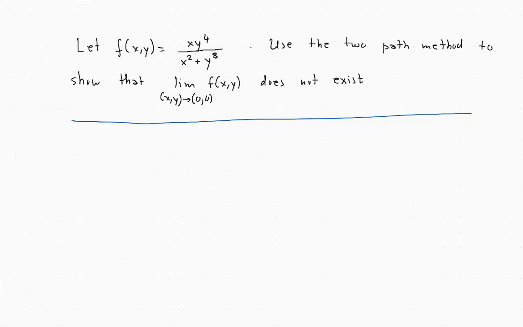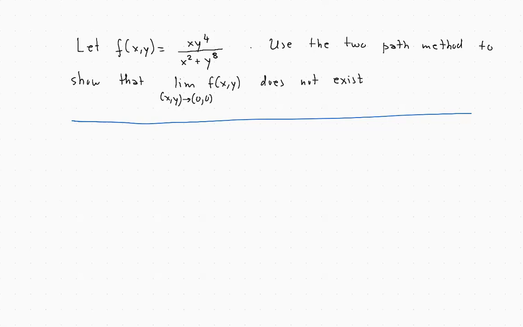So here we're given this function f of x, y, which is definitely not defined at 0, 0. And we would like to use the two-path method in order to show that the limit of this function as (x, y) approaches (0, 0) doesn't exist. Now, the two-path method consists in finding two different paths approaching the point (0, 0) that give us different limits.